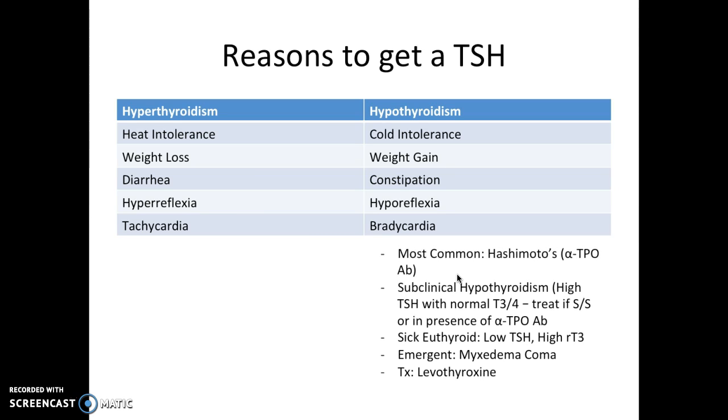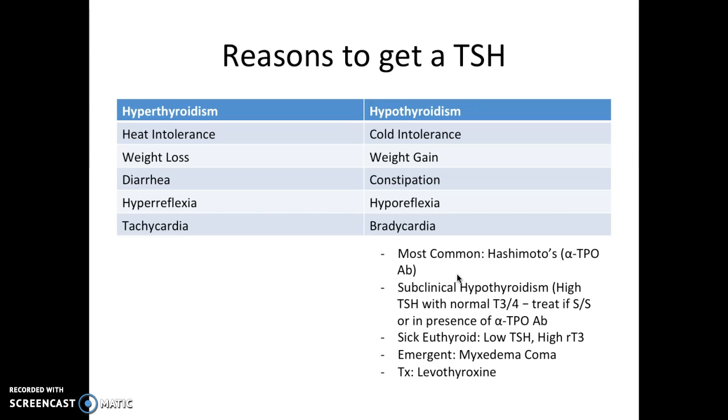Now just a couple of notes on hypothyroidism before we move on. The most common type of hypothyroidism is Hashimoto's, which is associated with the anti-TPO antibodies. You can also have subclinical hypothyroidism, where you have a high thyroid stimulating hormone but a normal T3, T4 level. You don't really have to treat it unless it's symptomatic or it's like Hashimoto's, essentially because it has those antibodies against TPO.